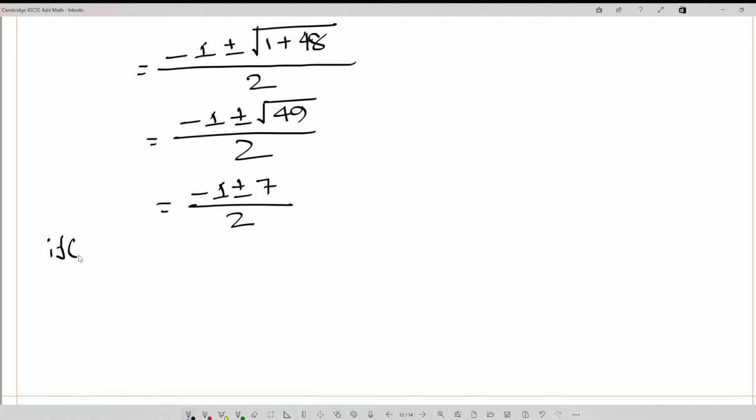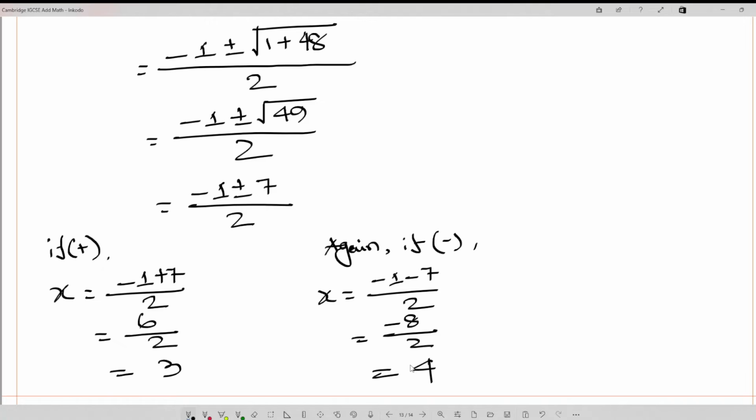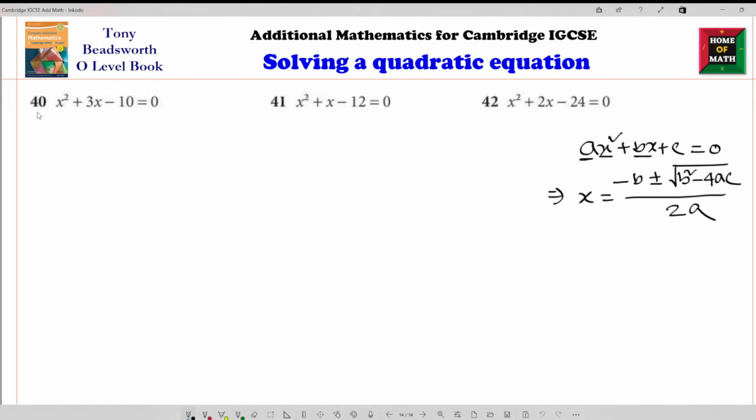So if positive, x equals minus 1 plus 7 divided by 2, so 6 divided by 2, the result is 3. Again, if minus, x equals minus 1 minus 7 divided by 2, minus 1 and minus 7 means minus 8, divided by 2, the result is 4 but minus 4. Okay, so x equals minus 4 or 3. Okay, this is our answer. So very simple. 40 and 41 done. Now our last question of this video. This one done, this one done.